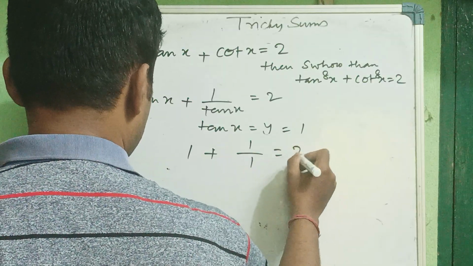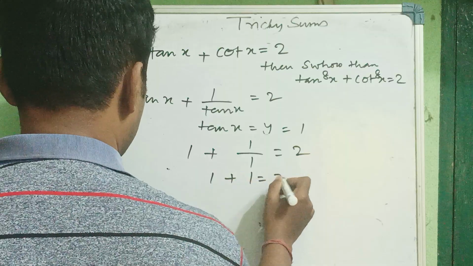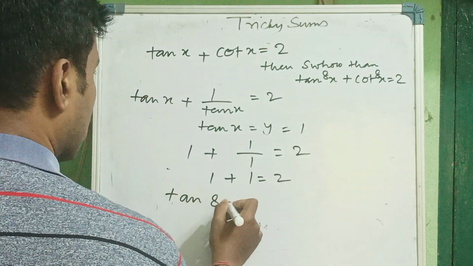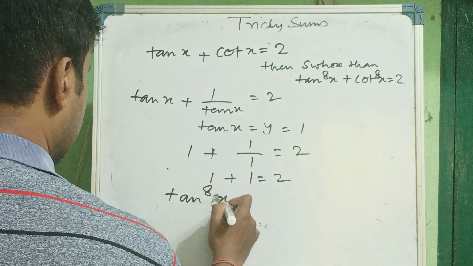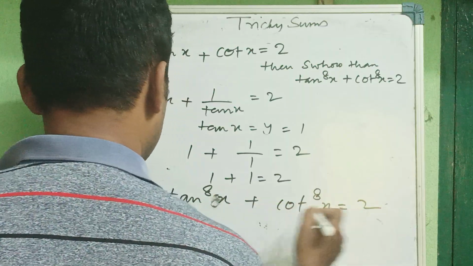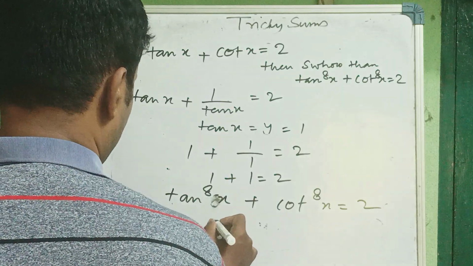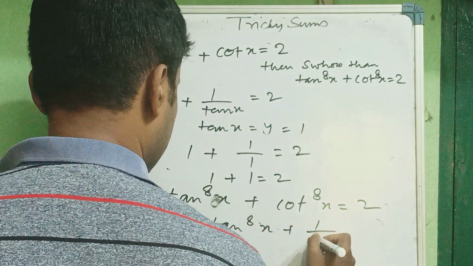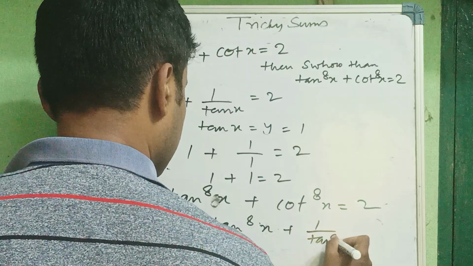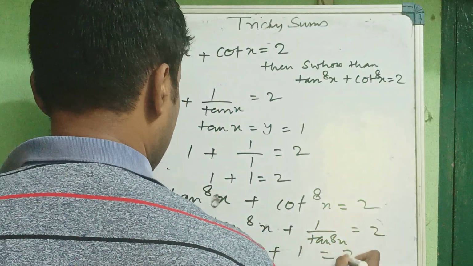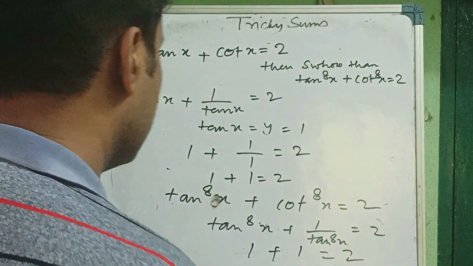That is also a 2. 1 plus 1 equals 2. And by these equations, tan to the power 8x plus cot 8x equals 2, to prove that. So tan... 1 plus 1 also there is a 2. The value remains a 2.